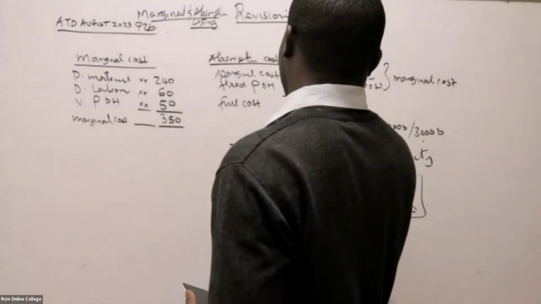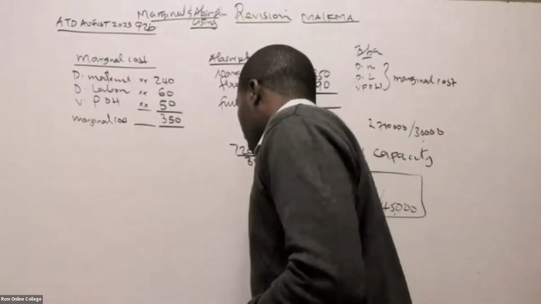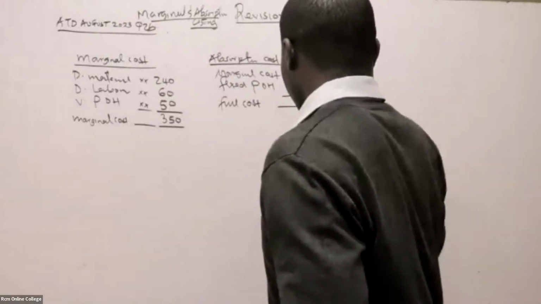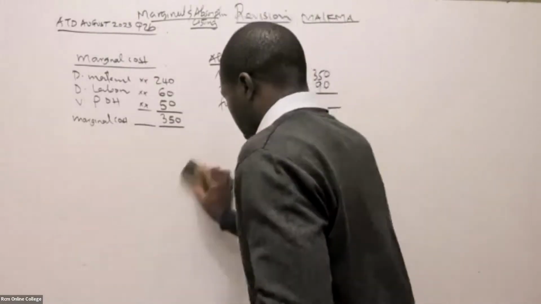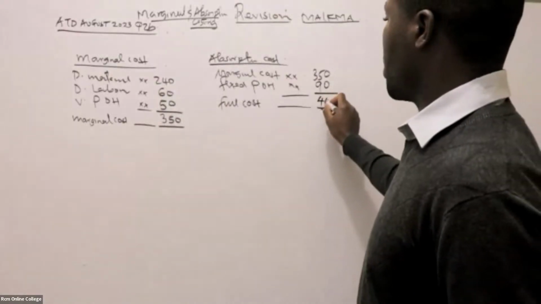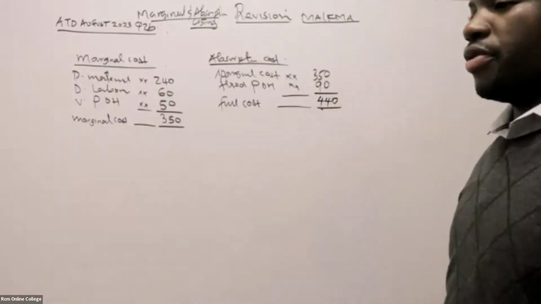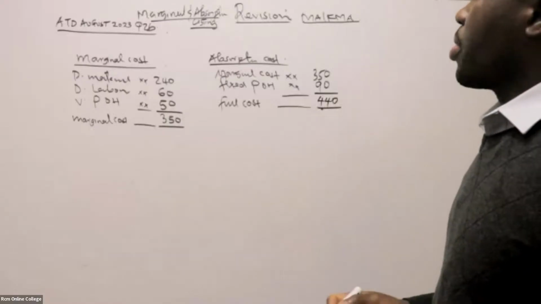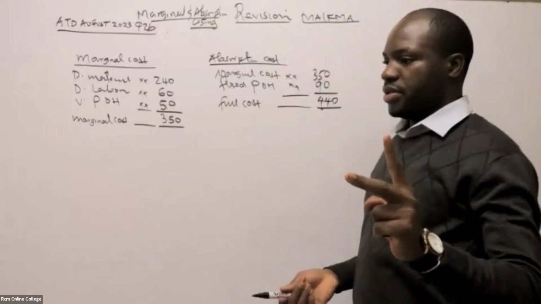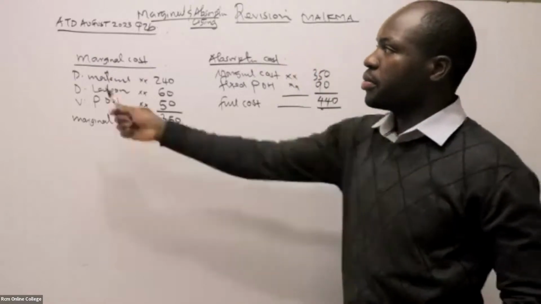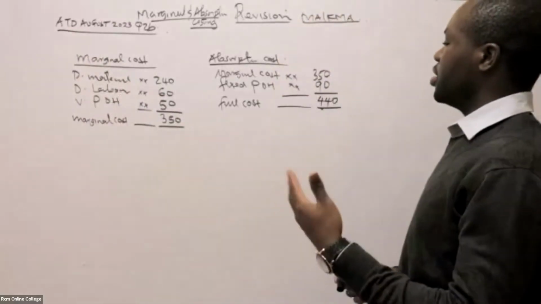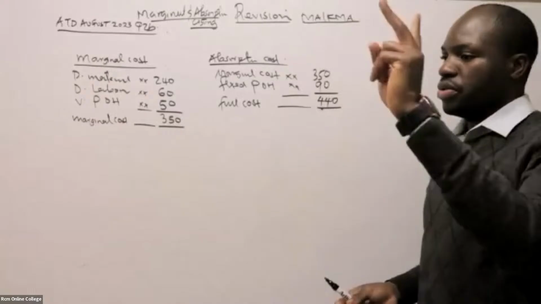So when you add the two, what are you getting? When you add the two, we'll be having 440. Good. Now, this difference will lead to two items.